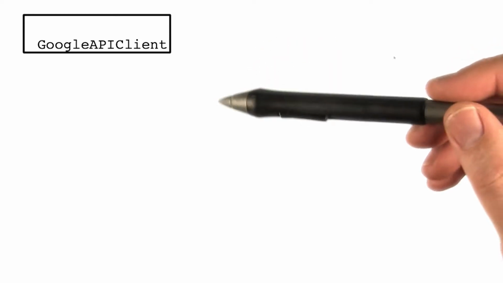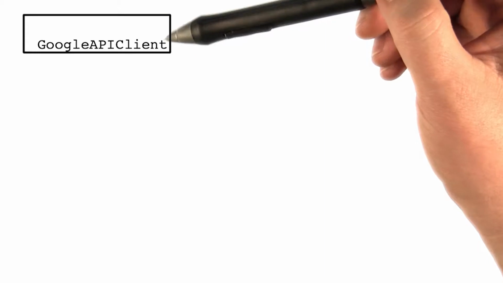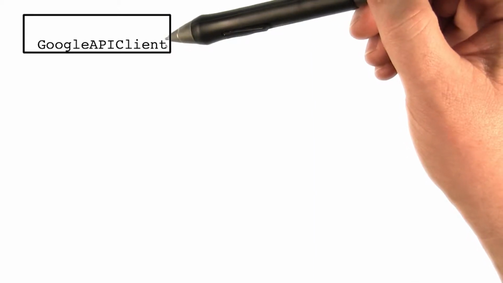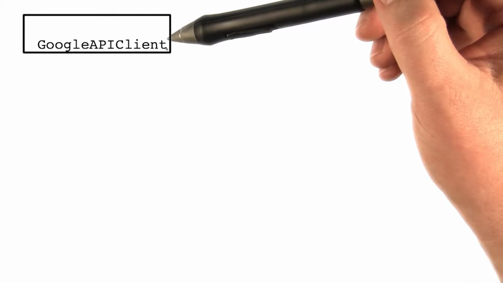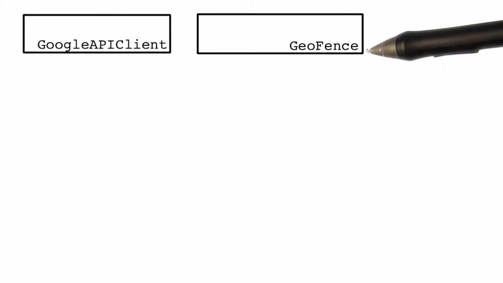As with everything else, when building an app for geofencing, you'll need a Google API client. You've seen these earlier in the course and you've seen how to set them up, so let's assume at this point that you've done that. In order for your app to monitor the geofences, you have to define them. And a geofence is defined using the geofence object, which you create using a geofence builder.